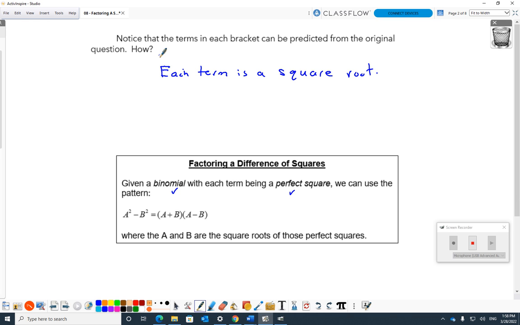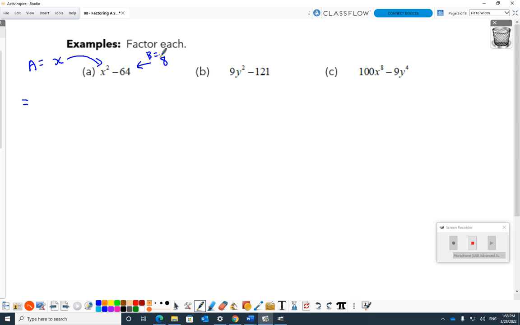Once I found the A and B, the first bracket is A plus B. The second bracket is A minus B. So in the first bracket I've got x plus 8, and the second bracket is x minus 8. And actually, it doesn't matter if you write the brackets in the other order. But I always write it with the positive first. I don't know why. There's no good reason for that.